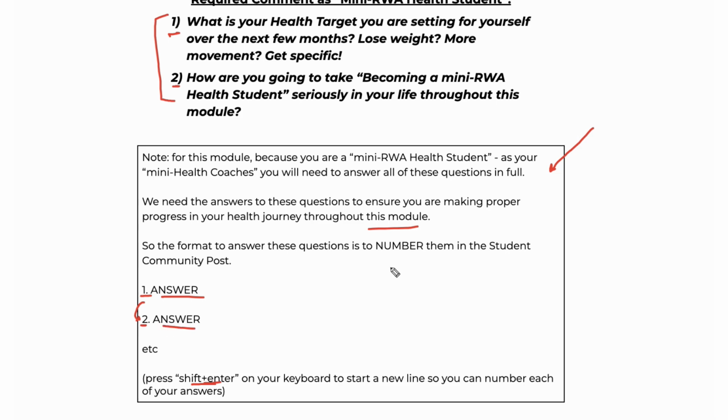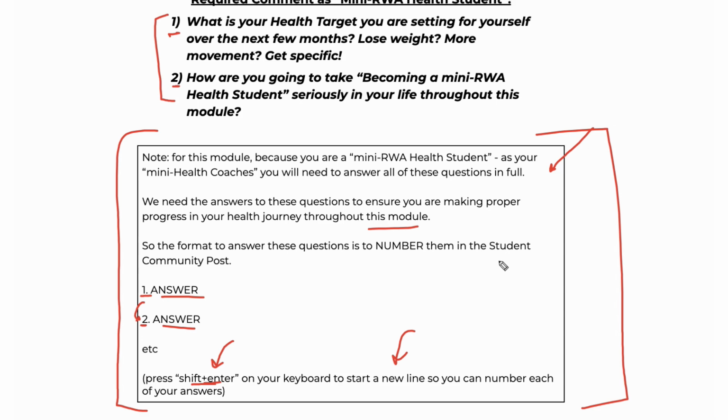So unlike in previous engagement posts where it was just a sentence starter, just let us know the gist of what it is that you want to do, now that we're taking this health journey more consciously and more seriously, I will need you to answer these questions in full, and make sure that you use Shift Enter on your keyboard to start a new line, so that you can number each of your answers within that same comment. Okay, so hope that makes sense. Let us know if you need more clarification or technology support on this, but that is how you're going to take these engagement questions more seriously as you start to give us the data and the information for your mini health journey throughout this module.